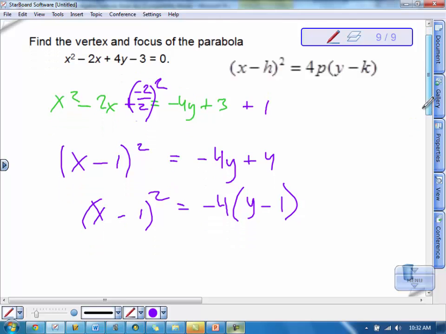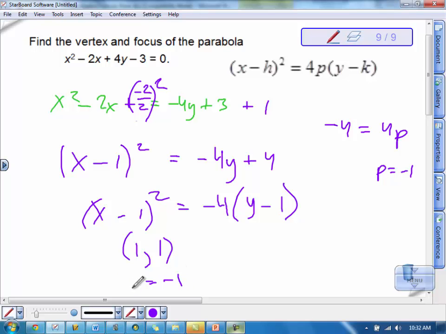Now I know it's centered at h equals 1, and k is 1 as well. So it's centered at (1, 1). And I know that this right here equals negative 4 if I compare it to the formula. So basically I know that negative 4 is equal to 4p, which makes p equal to negative 1. So I know p is equal to negative 1.